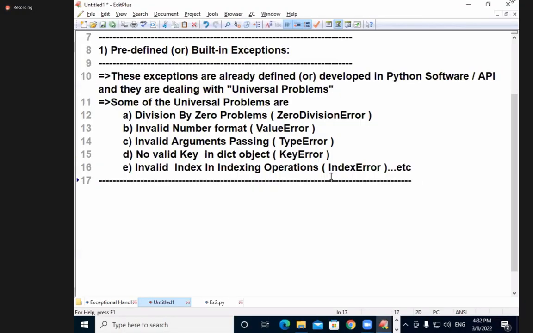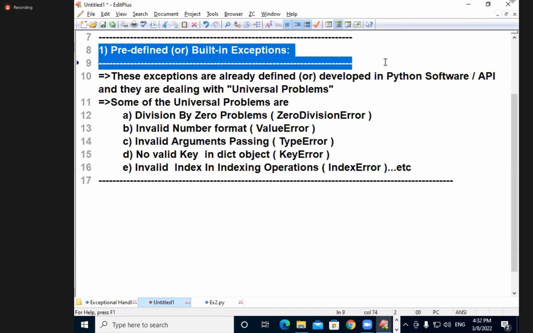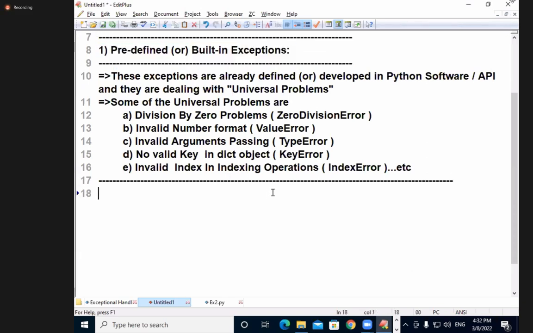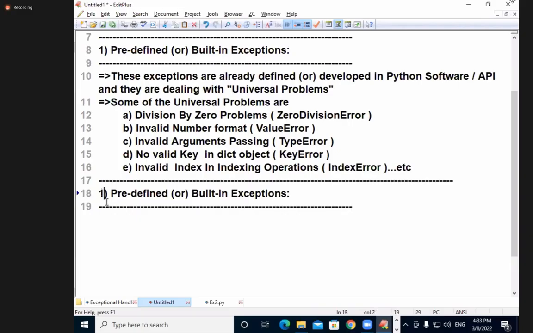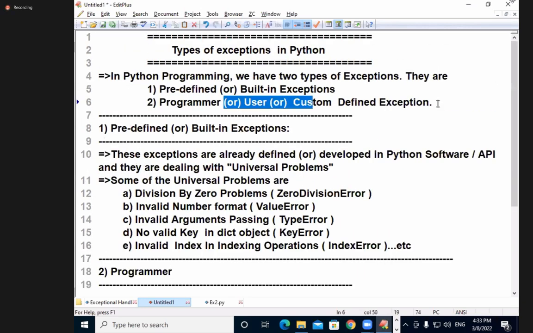Now I am going to enter into programmer defined exceptions, students. Look at that. This second part is very, very important. Programmer defined exceptions, also called as what? User defined exceptions we can call.